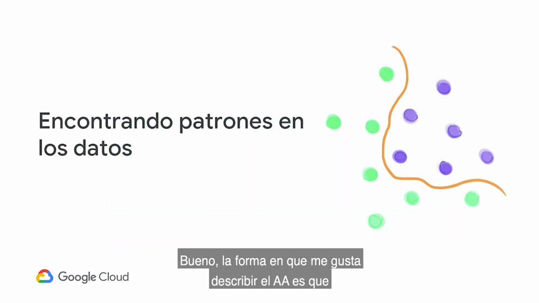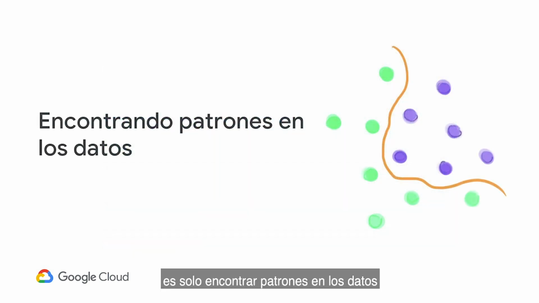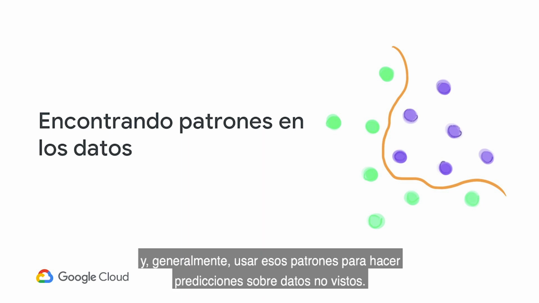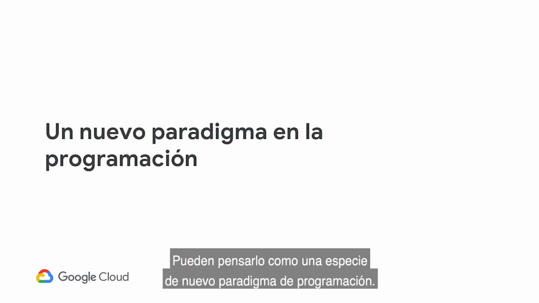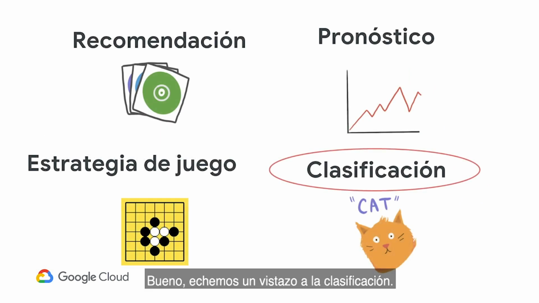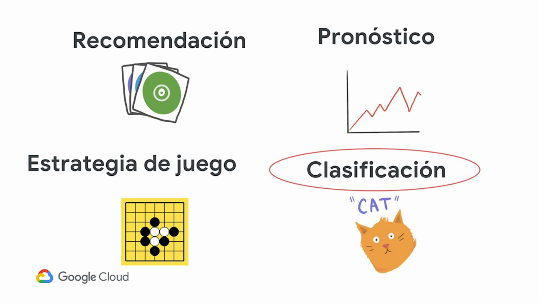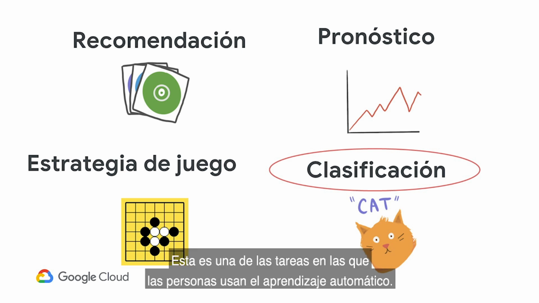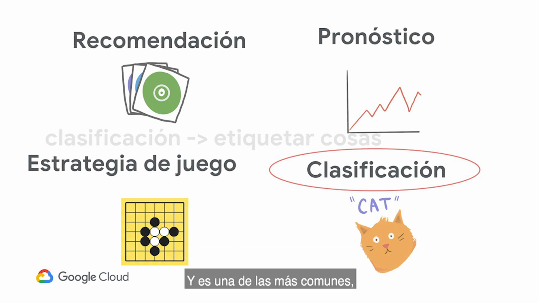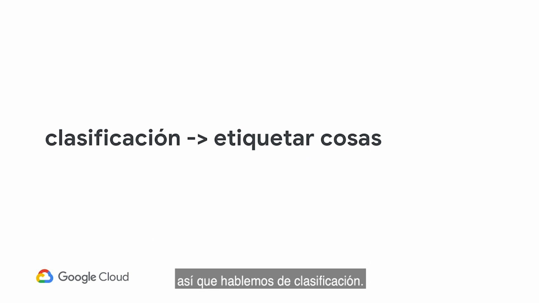Well, the way that I like to define ML is that it's just finding patterns in data, and usually using those patterns to make predictions about unseen data. You can think of it as sort of a new programming paradigm. So what does that mean? Well, let's take a look at classification. That's one of the types of tasks people use machine learning for, one of the most common. So let's talk about classification.